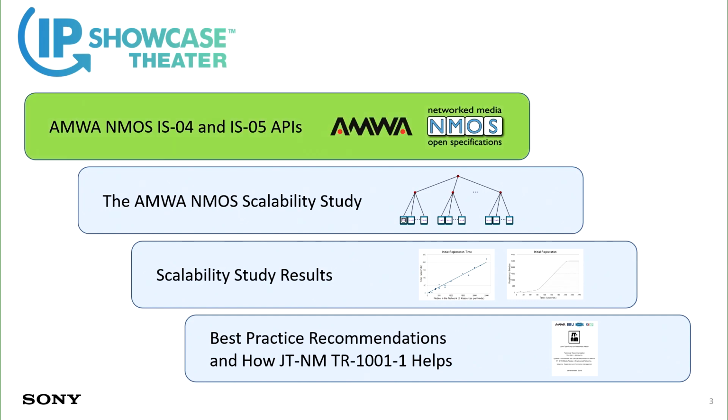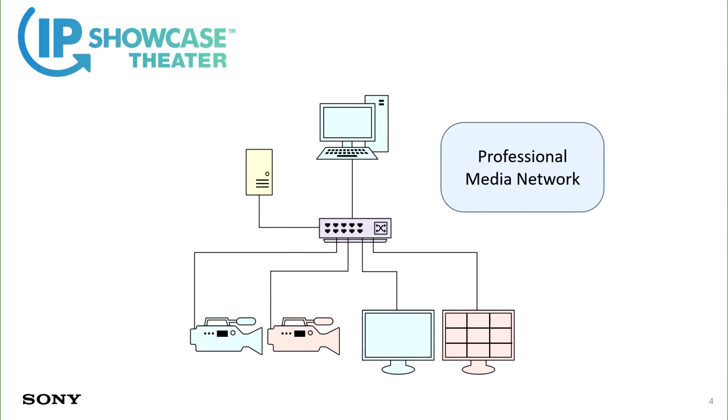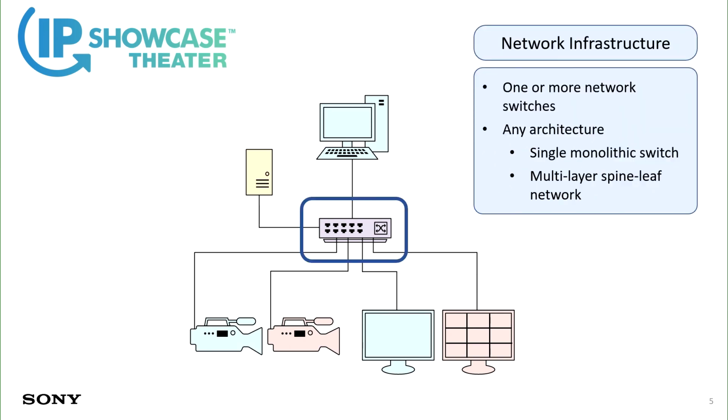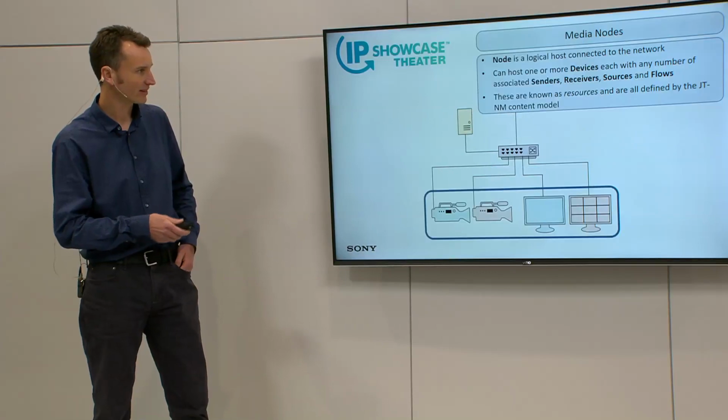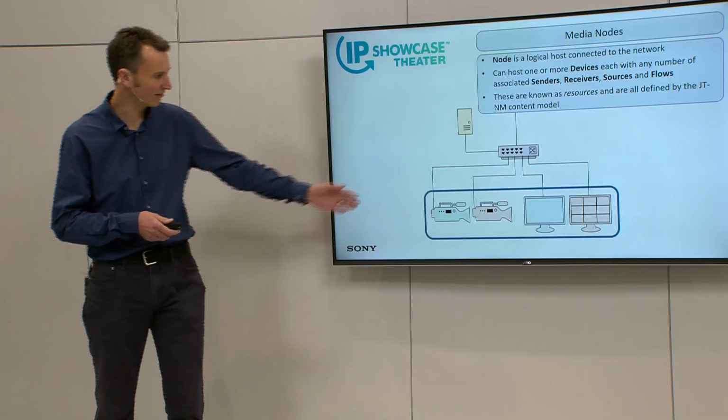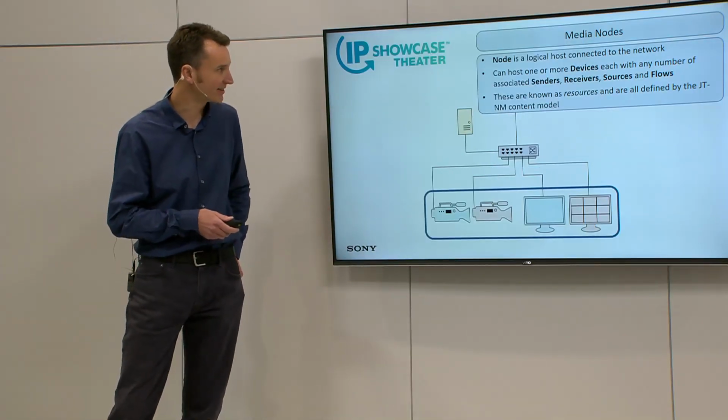So starting off with the APIs themselves. This is a very simple representation of our professional media network. It centers on the network infrastructure. So here this is represented by a single switch, but in reality this could be any architecture. This could be a monolithic switch or a multi-layer leaf spine network. And connected to that switch we have a series of media nodes there.